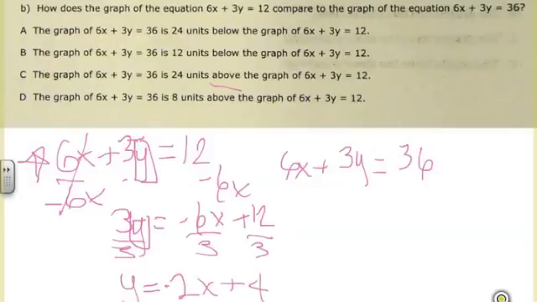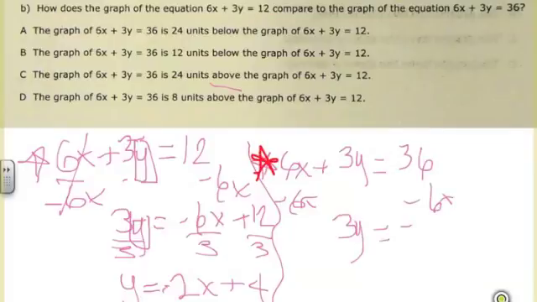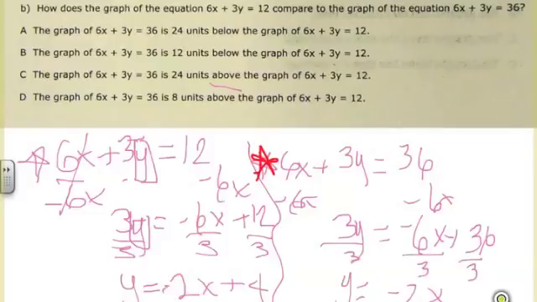Alright, now next equation, solving it for y. Subtract 6x, and you get 3y equals negative 6x plus 36. Divided by 3 will be negative 6 over 3x, which is 2x, and the intercept is plus 12.